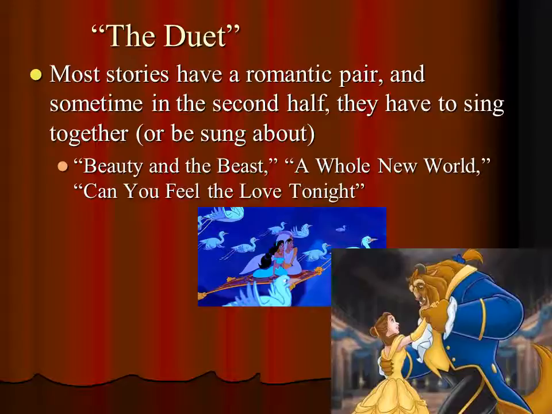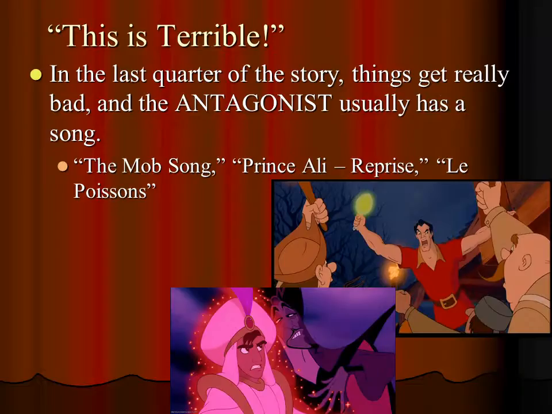Unfortunately, things never last that are good. And so about three-quarters through a play or movie, things get really bad. We call this song the This Is Terrible. And it is the low point. This is where the protagonist is about to lose everything. Things get really bad, and the antagonist usually gets a song. This is the bad guy. This is the force that's working against the protagonist.